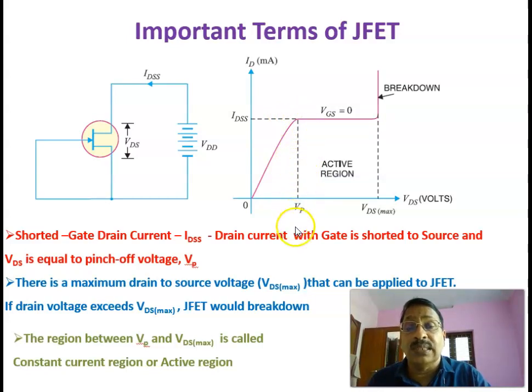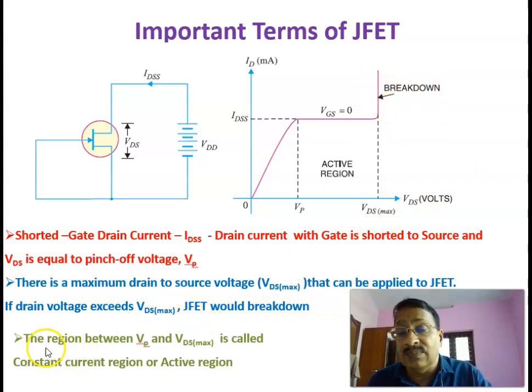The magnitude of that voltage is called the pinch off voltage, and its polarity will be negative for an N channel, and for a P channel it will become positive. Now there's a maximum drain to source voltage, VDS max, that can be applied to the JFET. If the drain voltage exceeds VDS max, the JFET would break down. That is called the breakdown region.